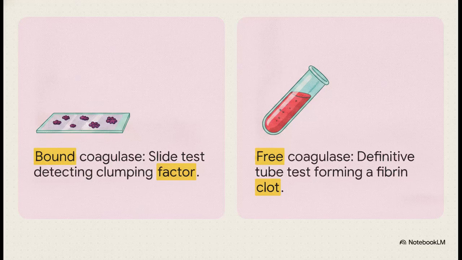And coagulase testing actually comes in 2 flavors. You've got the rapid slide test looking for bound coagulase, also known as clumping factor, which causes immediate, visible cell clumping. But the gold standard, the definitive one, is the tube test for free coagulase. If that's present, it promotes the conversion of fibrinogen to fibrin, creating a solid fibrin clot right in the tube. And that clot isn't just a neat lab trick, it's a huge red flag exposing the bacterium's pathogenic potential.